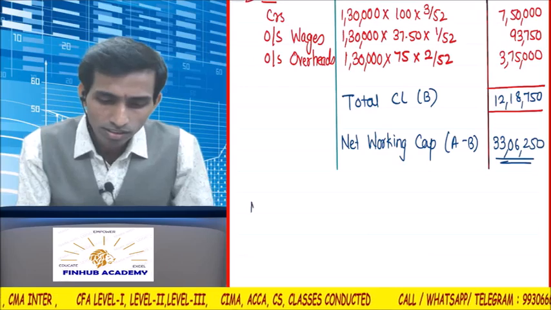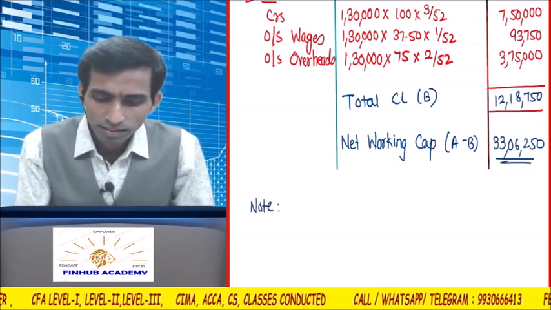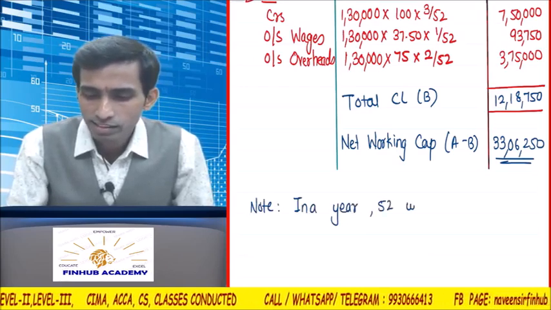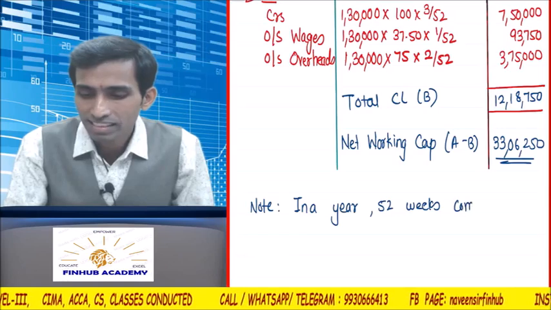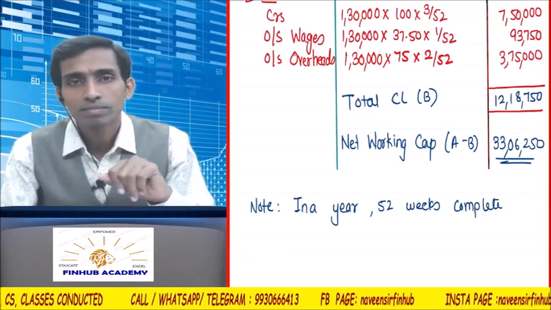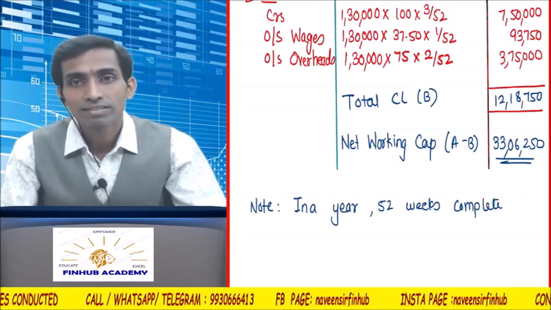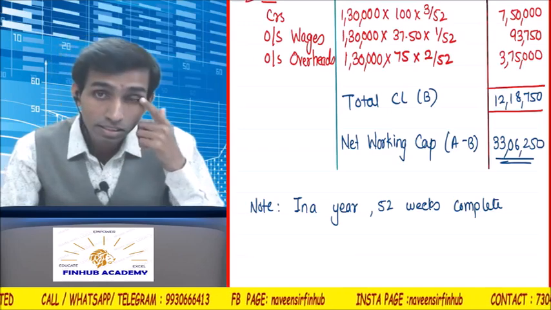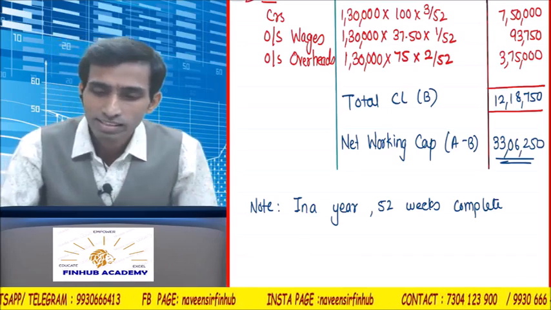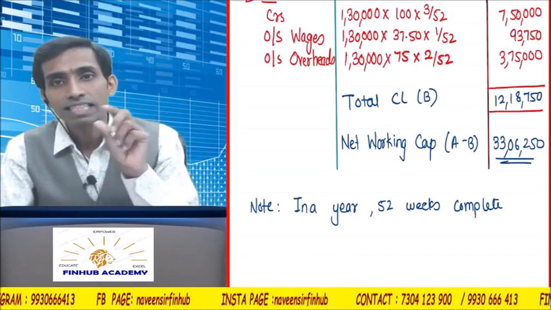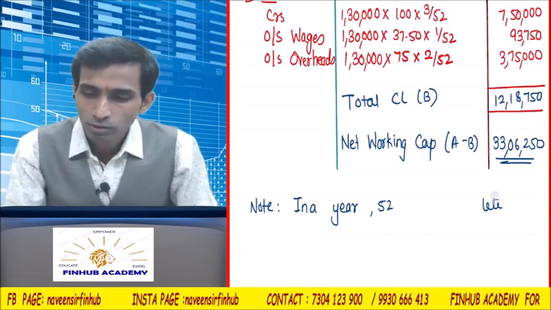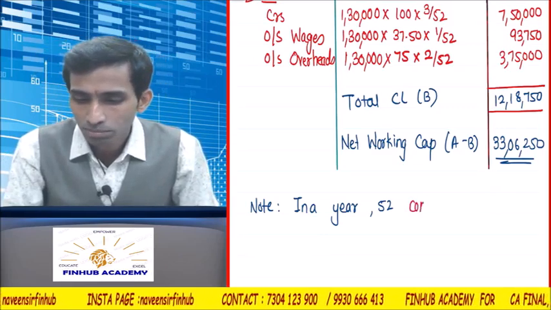Okay. Note: in a year, 52 weeks is assumed. 52 complete weeks is assumed. How many days are left after 52 weeks? 1 day is left. In a leap year, 2 days. Correct. So 52 complete weeks are assumed in a year.